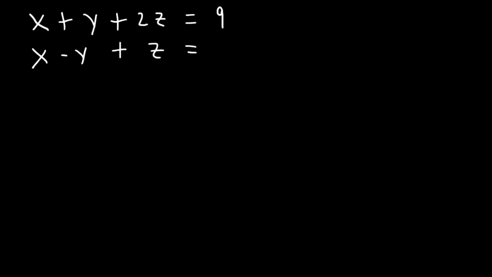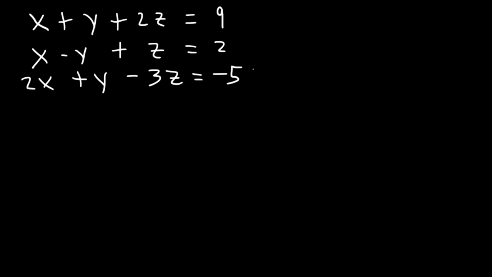Now let's work on an example with 3 variables. x plus y plus 2z, let's say that's equal to 9. And also x minus y plus z is equal to 2. And 2x plus y minus 3z is equal to negative 5. So feel free to try this example using the principles that we discussed in the first two examples.